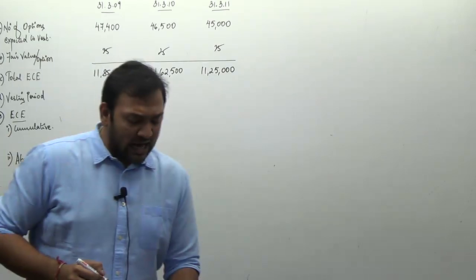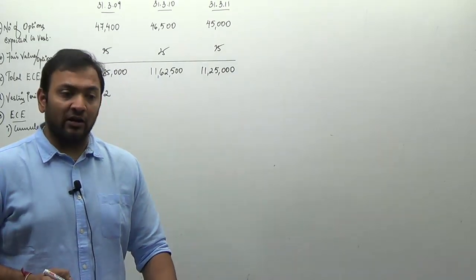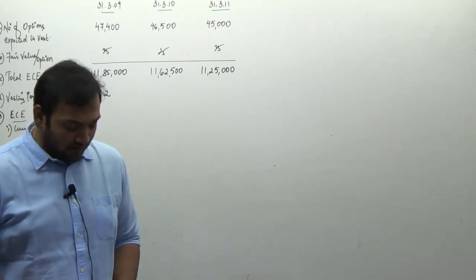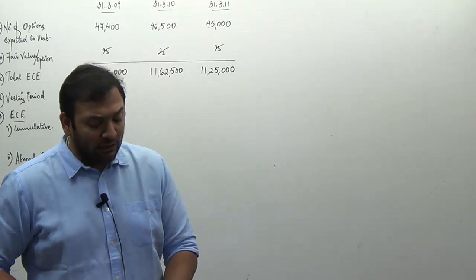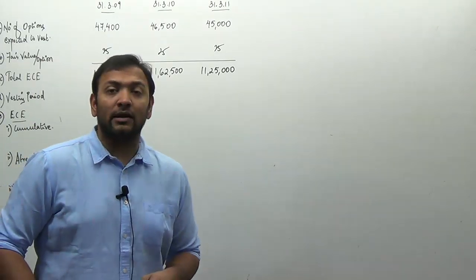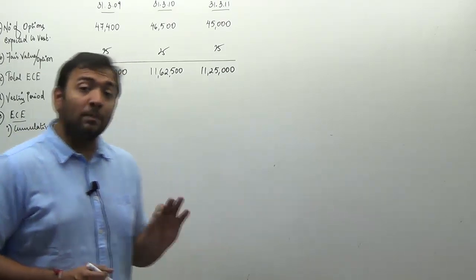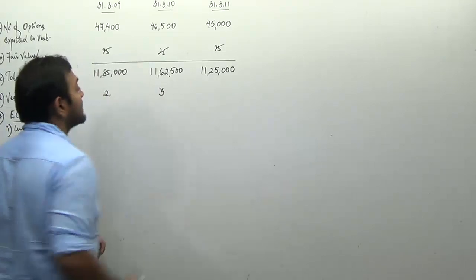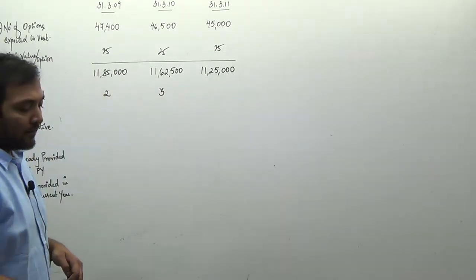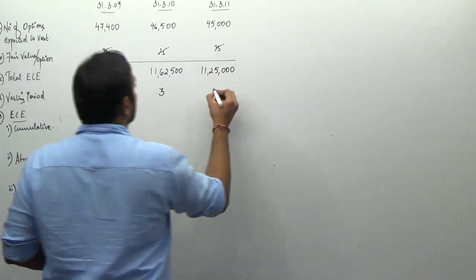Come to year 2. What are the actual profits? 130. Previous year 115, total 245, vesting condition 250, not satisfied, and he is expecting to earn 160 in the third year. 245 plus 160 is 405, so the third vesting condition could be satisfied according to his expectation. So in year 2, my vesting period is 3 years. In year 3, he actually earned 165 crores and satisfied the vesting condition.